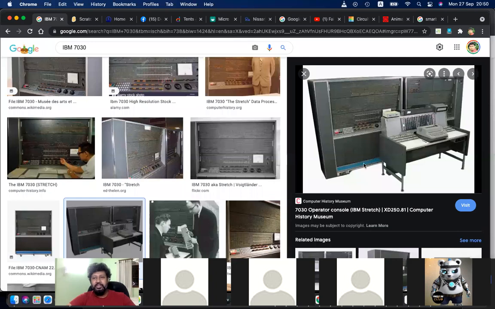You can see the size of the keyboard, and actually it used printers. First generation, second generation, basically they used printers.